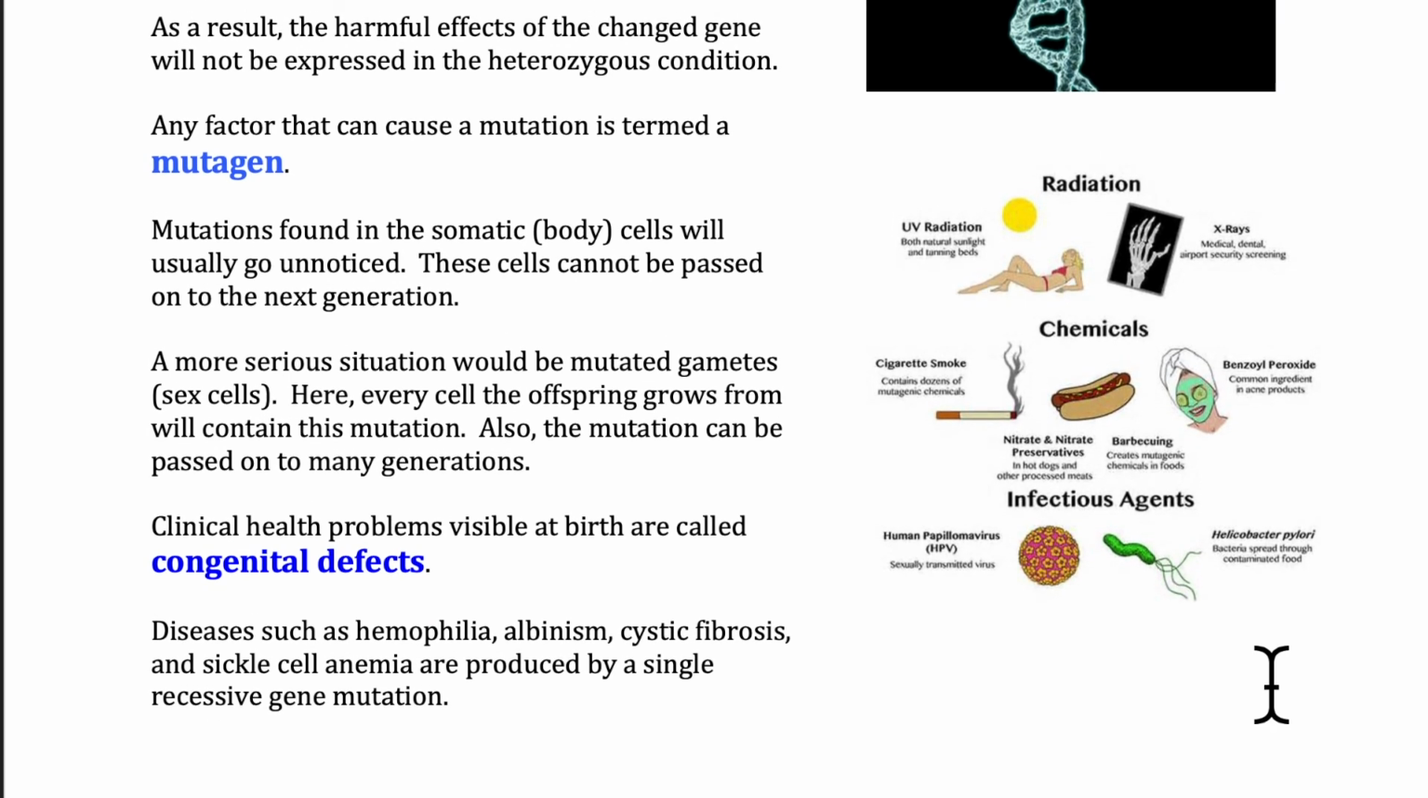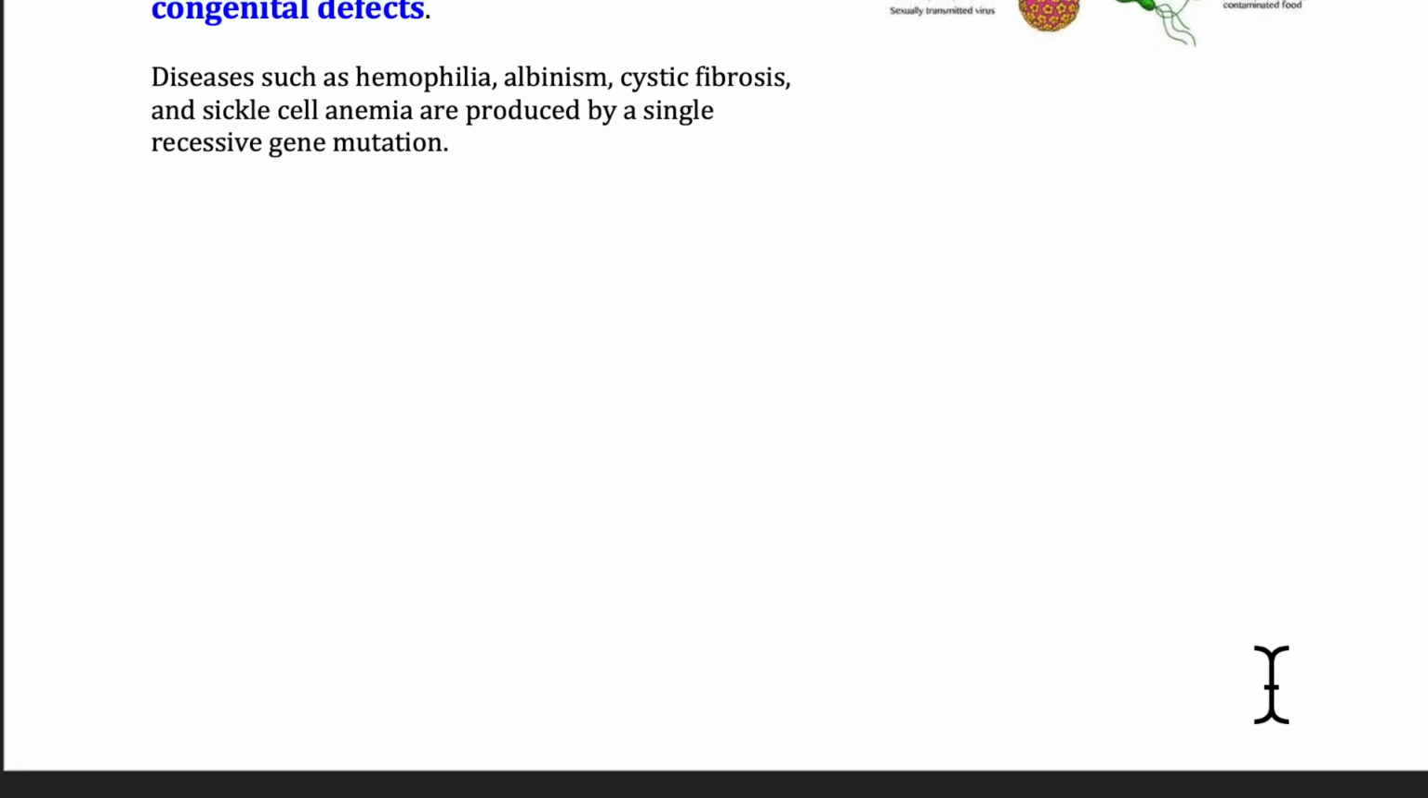That's not good. Clinical health problems visible at birth are called congenital defects. Diseases such as hemophilia, albinism, cystic fibrosis, and sickle cell anemia are produced by a single recessive gene mutation.